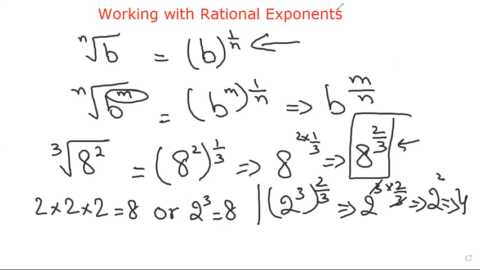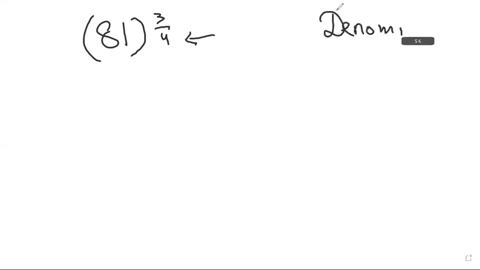For instance, I have a question which says 81 to the power 3 by 4. This time I don't have a radical. This time I only have a fractional form. So I have to think of a number. If I multiply it 4 times, I get 81. Why 4 times? Because I can see in my power, my denominator is 4. So always see what the denominator is. Here I have 4 in my denominator, so I have to think of a number that, multiplied 4 times, not with 4, gives me 81.